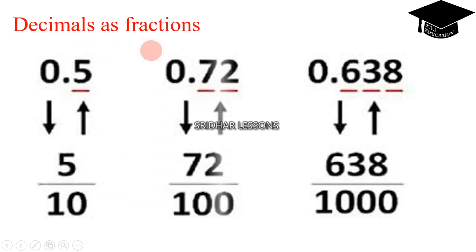Decimals as fractions. 0.5 can be written as, I told you earlier, after the decimal, how many numbers are there? Only one. So 1 zero we have to put. After the decimal, how many numbers are there? Two numbers. So 2 zeros we have to put after 1. That means 100. After the decimal, 3 digits are there, 638. So 638 by 1000. This is how the decimals will be represented as fractions.